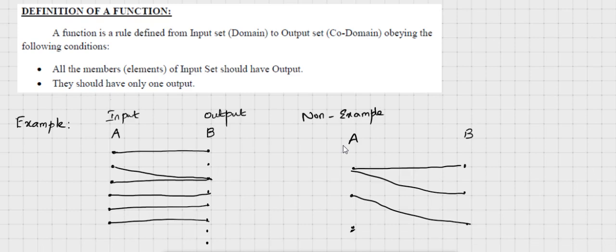Of course, if I am mapping like this, is this a function? No. Why? This input has 2 outputs. Our condition is that they should have only one output, so that condition has failed. This is a non-example for a function. Let us see some practical, real-time examples for a function as well as for a non-function.